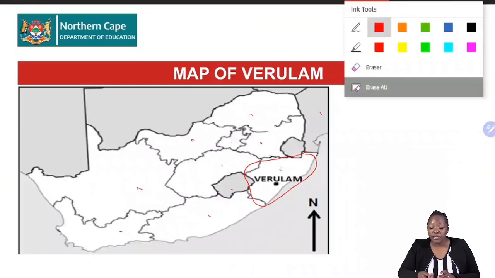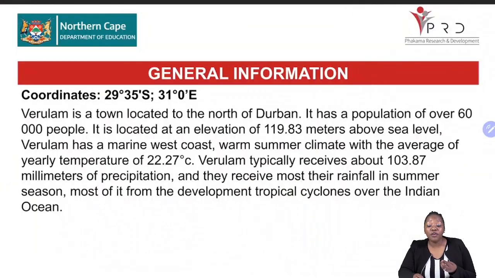So should it be that you are still not familiar with the area, then you have your general information. Under your general information, it's going to start with your coordinates. As you can see there, 29 degrees 35 minutes south with 31 degrees as well as 0 minutes. Again, where do they get this? From the map that you are having.